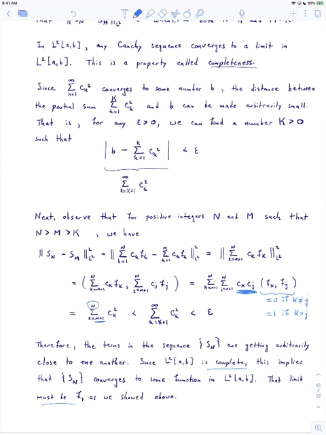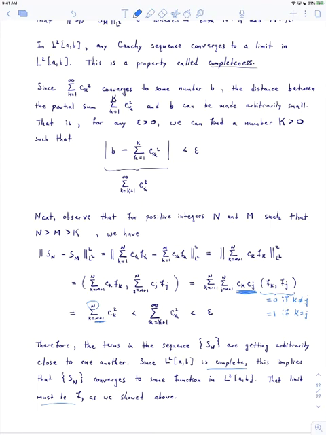We showed that if we started with a function in L2, and we constructed this infinite series where ck was equal to the inner product of f with fk, then we get an infinite series which converges to f in L2. And that's what we wanted. We showed that the series converges, and it converges to f, in the L2 sense.